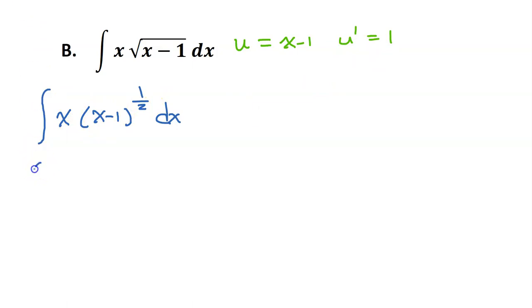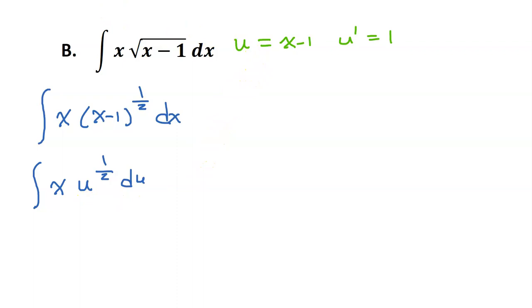So I have the integral of x times u to the 1/2 power. Instead of dx, I will write du over u prime, but u prime is 1, so I don't need to write anything more. I have this. Right now I'm worried because I have this extra x. I didn't have an x in the denominator that would cancel this out. So what do I do? Maybe this is one of those ones that's impossible.